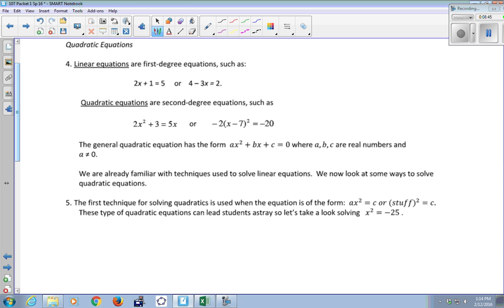Quadratic equations are second-degree equations, which means that the highest power you'll see on an x is a 2. These are also called second degree. Highest power on x in both of those equations is a 2. So the general quadratic equation has a form ax squared plus bx plus c equals 0. a, b, and c are real numbers. a is not 0.